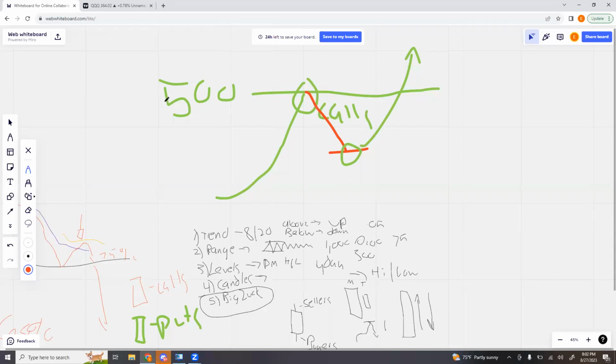So what you're waiting for is, don't buy the breakout, right? You want to be the person that's selling. Okay, I'll use red here. You're selling 75% of your contracts right here, because you know you've been bagged enough times buying this breakout.